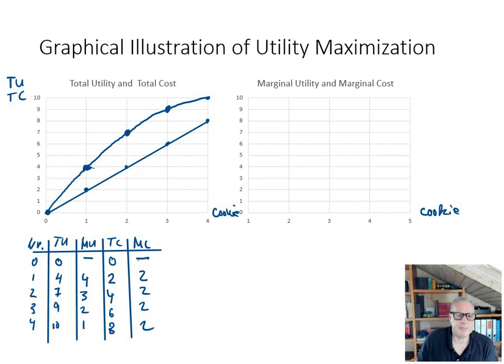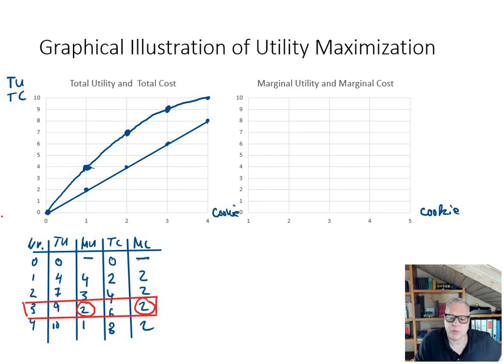And then if you still remember, we said that the maximum utility we have at 3 cookies, because at 3 cookies the marginal utility was equal to the marginal cost. And in mathematical terms, the marginal utility is actually the slope of a curve.